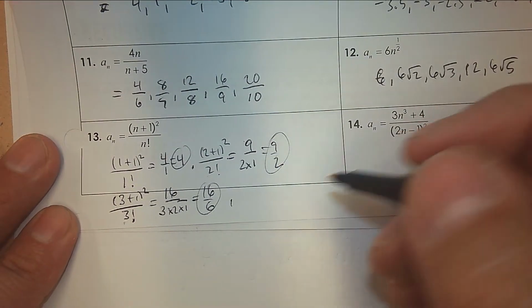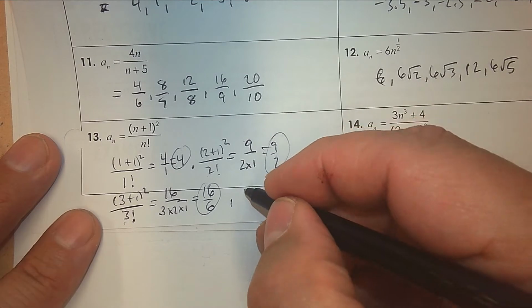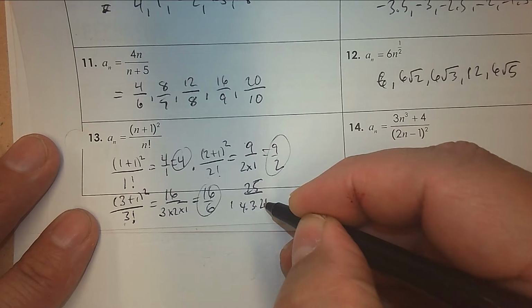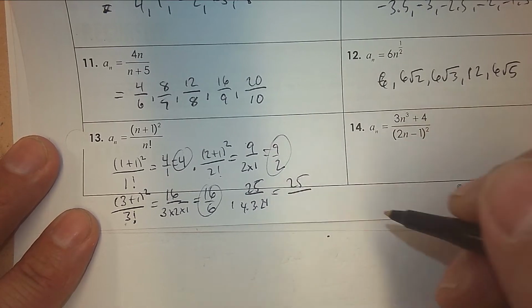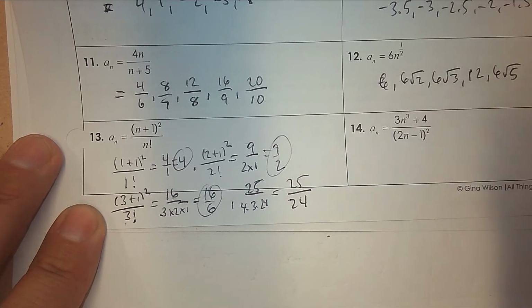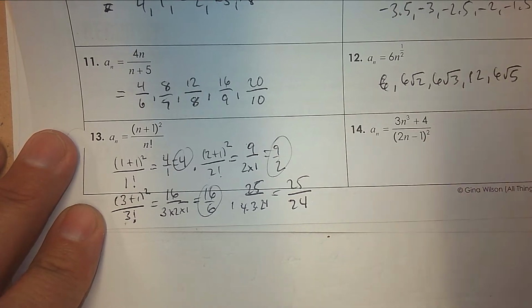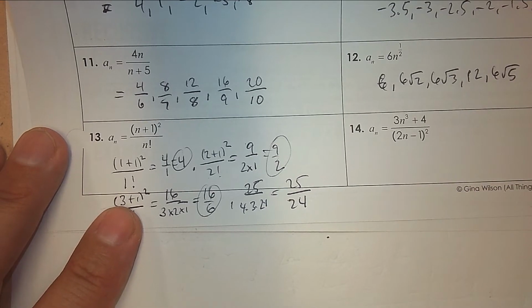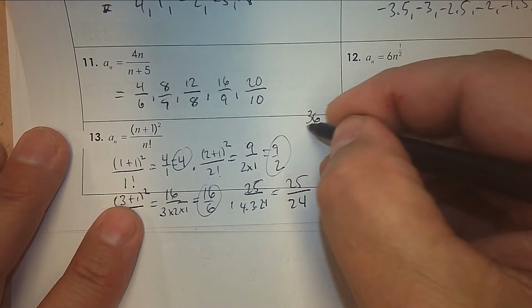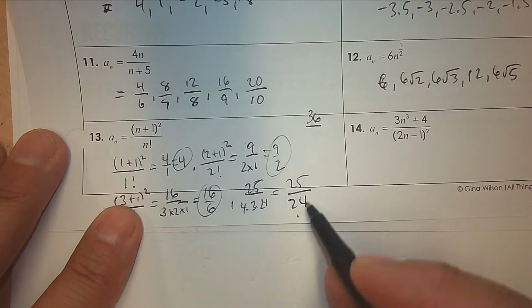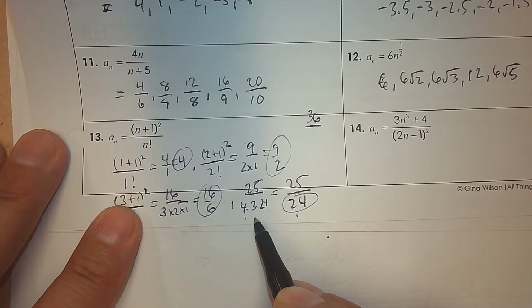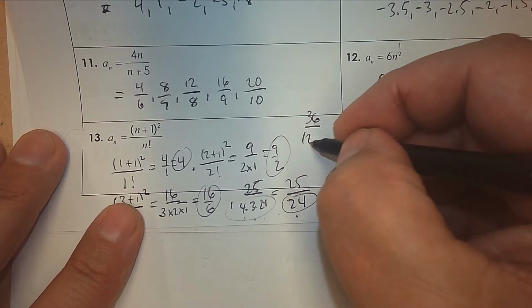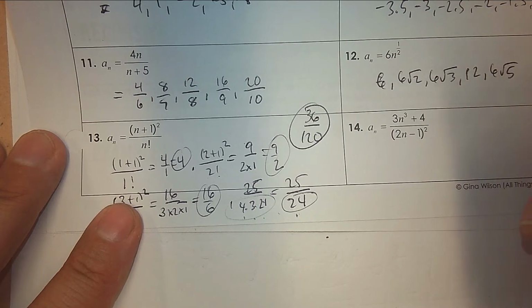If you plug in 4 plus 1 is 5, and square it is 25. And then you're going to go 4 times 3 times 2 times 1. So that's 25 over 24. And then one more time for 5. 5 plus 1 is 6. 6 squared is 36. And then it's 5 times so on. So you multiply this number by 5. 5 times 4 times 3 times 2 times 1. So we already did from 4. So times 5 is 120, and that's fine. You don't have to reduce it down.